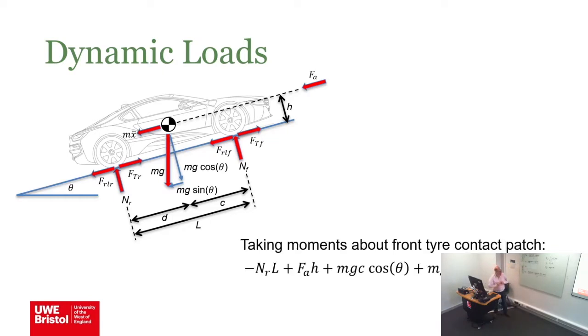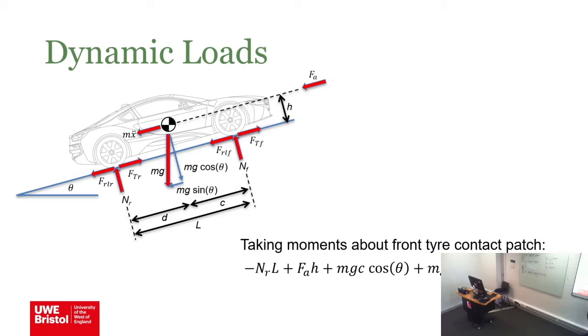Take moments about the front tyre contact patch. So here's the moment of this point here. Again, the rolling resistance is taken into account. In the negative x direction, which we said is clockwise, we've got NR times L. That's negative. Then FA times H, that's in the positive direction, which we said is anti-clockwise. mg c cosine of theta, and there's our mg cosine of theta times the distance c, again in the positive direction. mg h sine of theta, well that's this direction, times h, which is also in the positive direction, and then m x double dot times h, which is also in the positive direction.